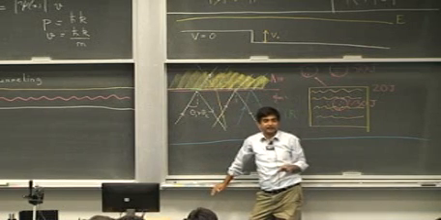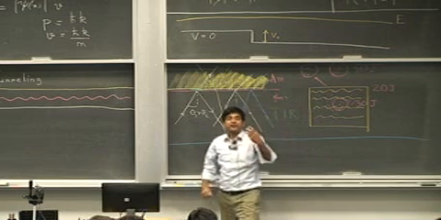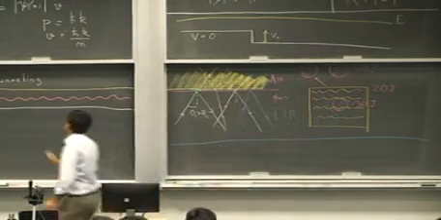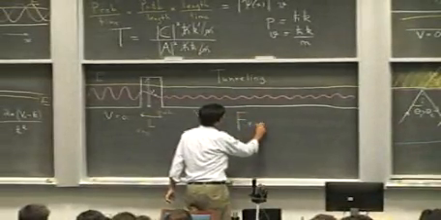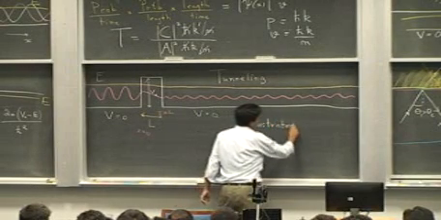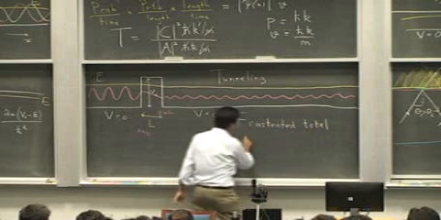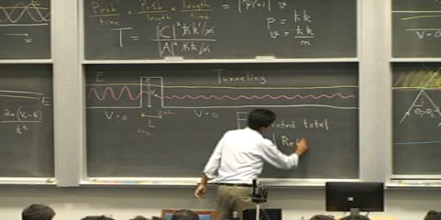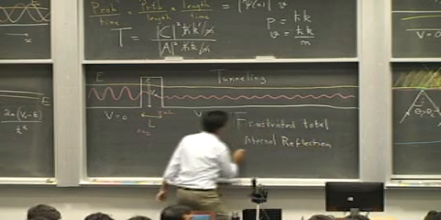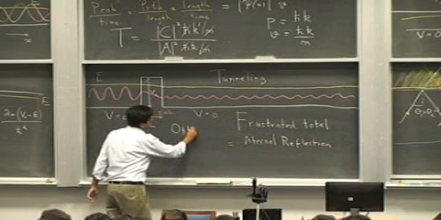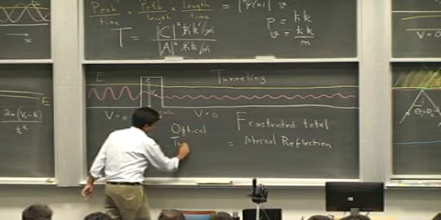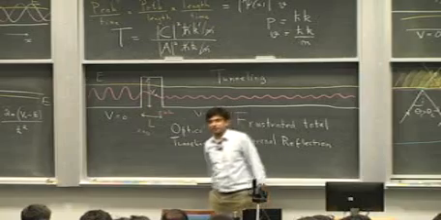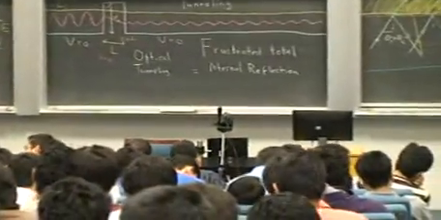So this is optical tunneling, and we have what is called frustrated total internal reflection. This phenomenon is called frustrated total internal reflection, or optical tunneling. Now I have a small demonstration for you to show you this effect.